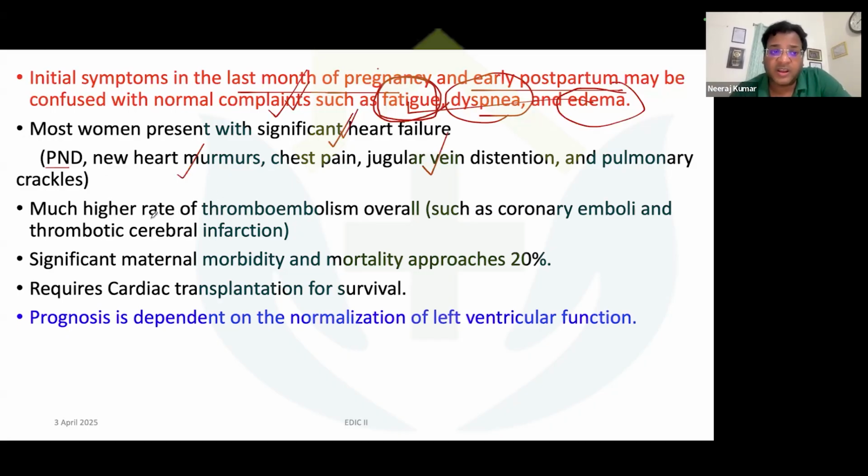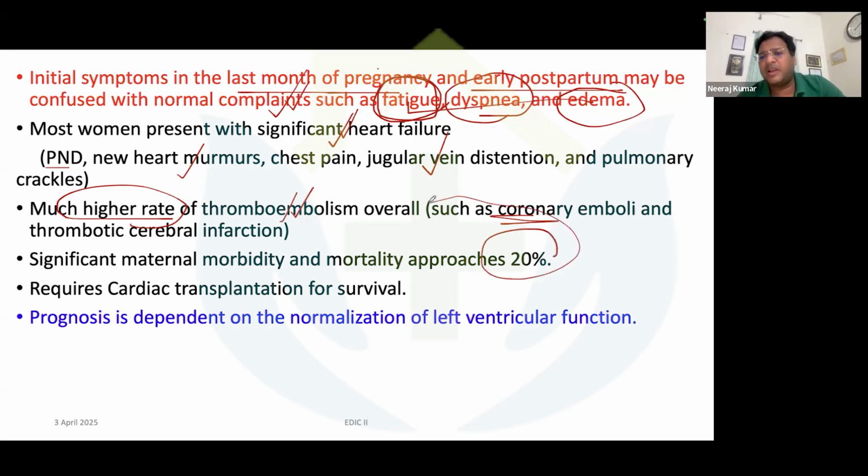These patients have a much higher rate of thromboembolism overall. That's why these patients may have coronary emboli and thrombotic cerebral infarctions. So these are again important extra thromboembolic features where the patient will present with coronary emboli symptoms or thrombotic cerebral infarctions. Here, the maternal morbidity and mortality approaches almost 20%, and these require cardiac transplantation.